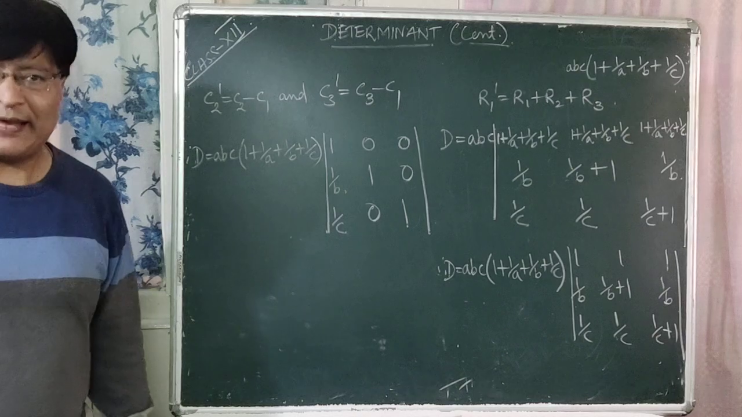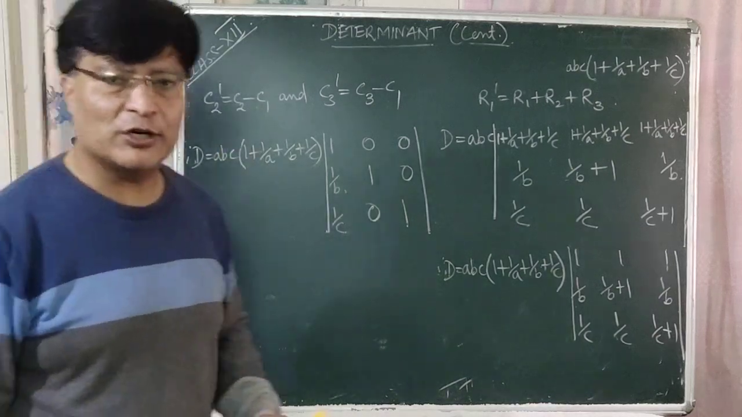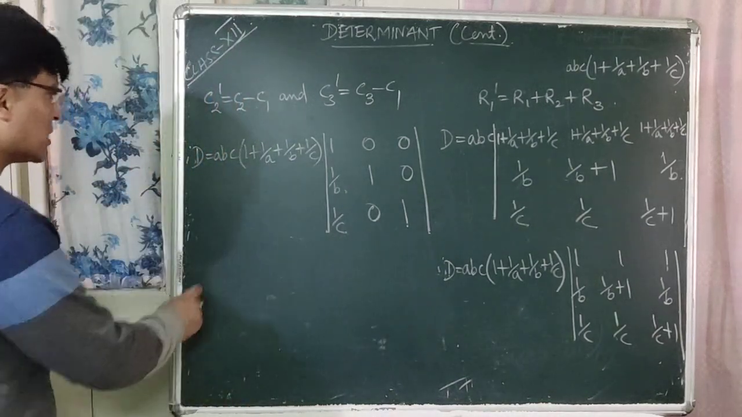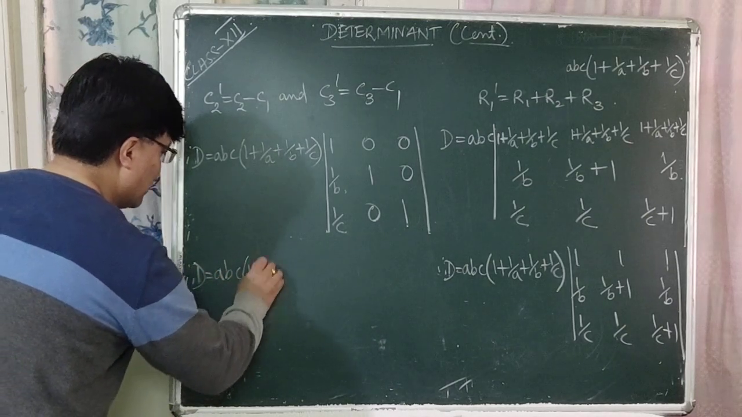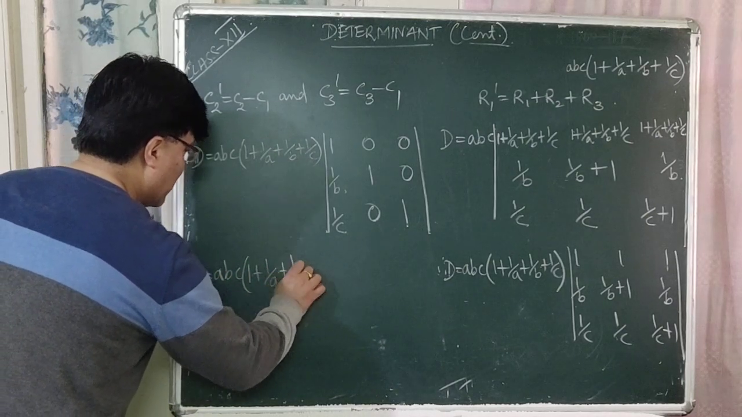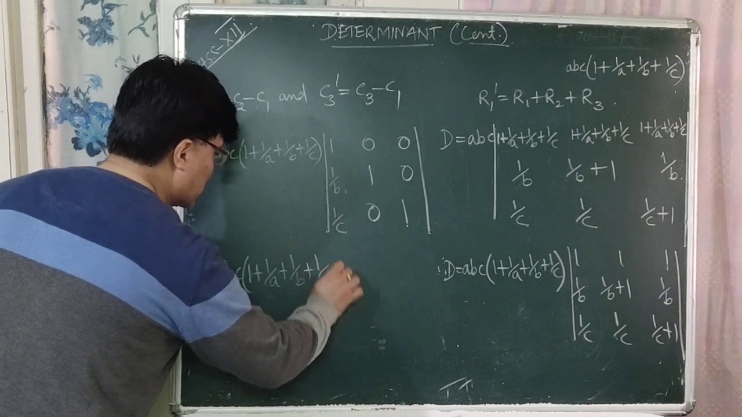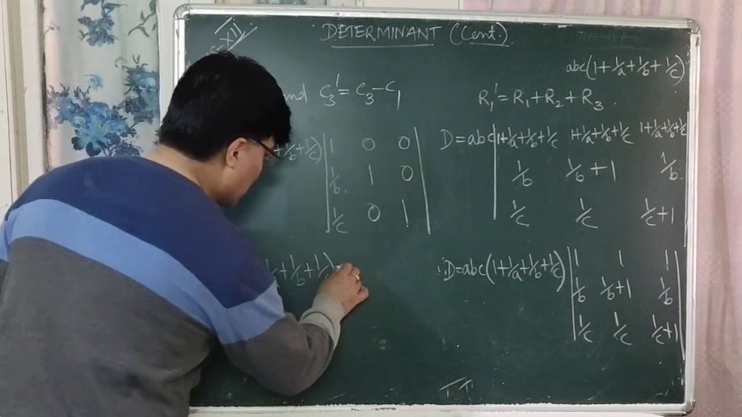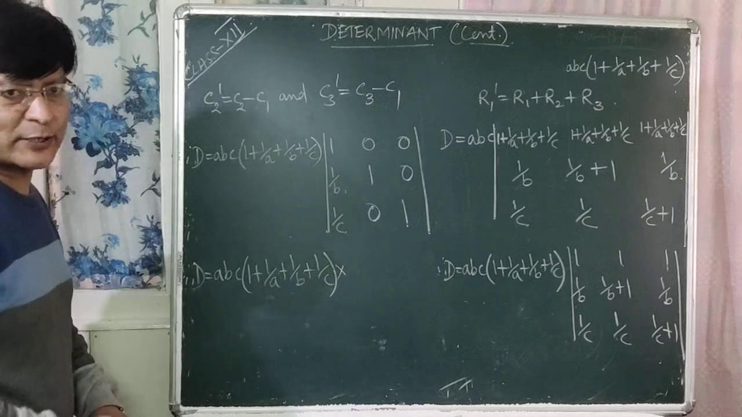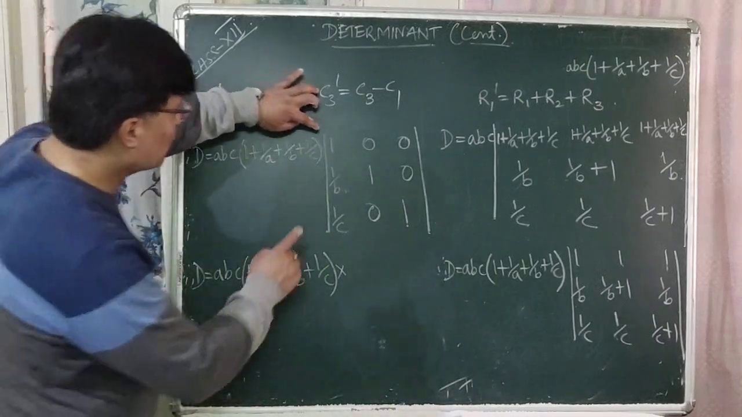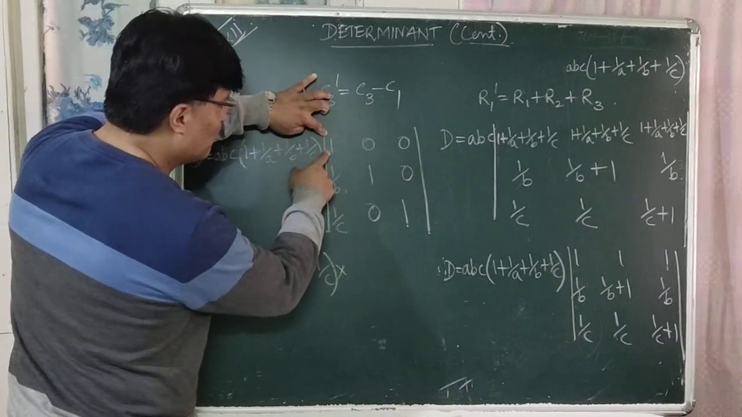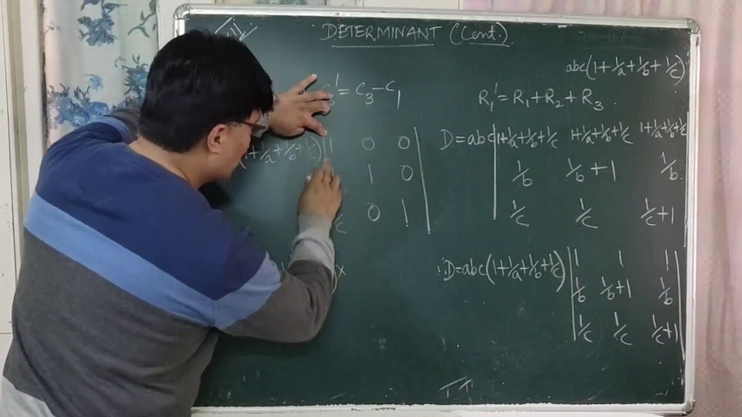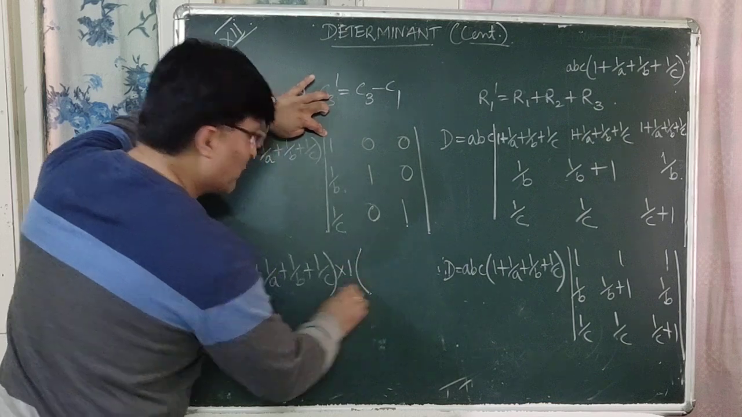Now you can expand it because there are two elements 0 in the first row. Let us expand it. So d is equal to abc within bracket 1 plus 1 upon a plus 1 upon b plus 1 upon c into, let us expand it with respect to the first row. In the first row there are three elements 1, 0, 0. So what is the method? Plus minus plus. So plus 1, write on plus 1 within bracket.